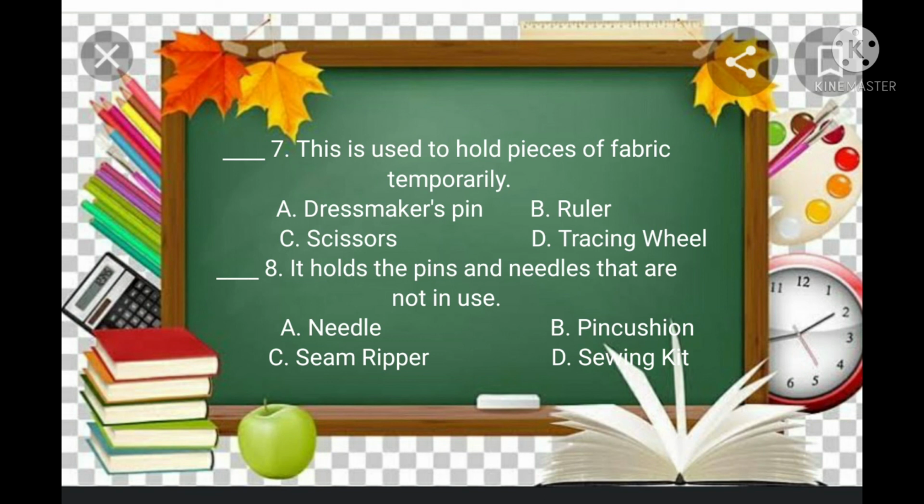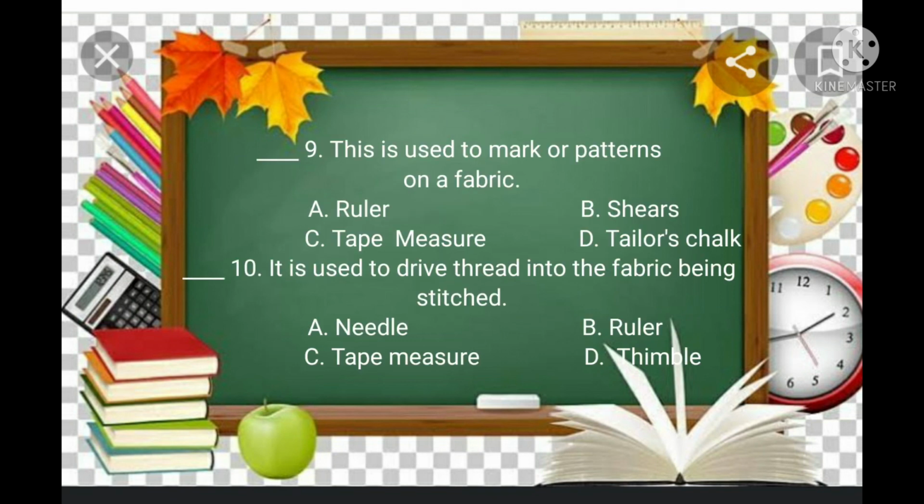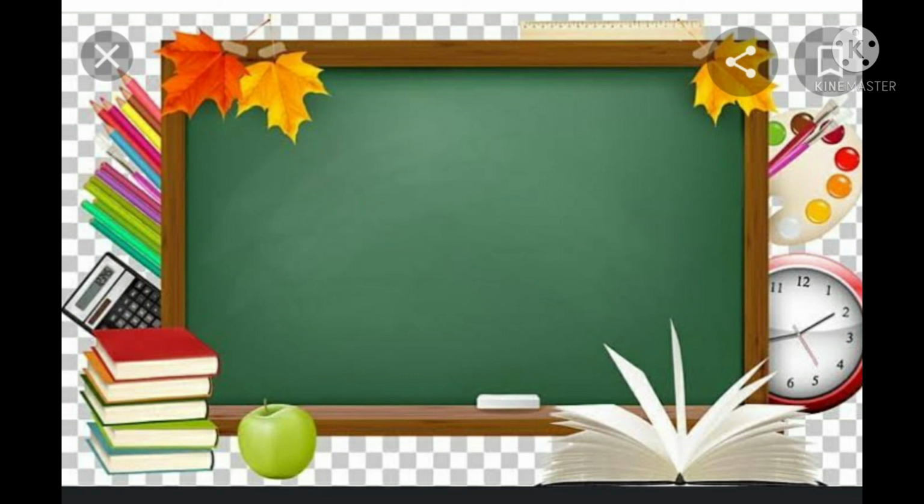Number 8. It holds the pins and the needles that are not in use. A. Needle. B. Pin cushion. C. Seam ripper. And D. Sewing kit. Number 9. This is used to mark lines or patterns on fabric. A. Ruler. B. Shears. C. Tape measure. D. Tailor's chalk. Number 10, it is used to drive thread into the fabric being stitched. A. Needle. B. Ruler. C. Tape measure. D. Thimble. Now class, after answering your post-test, I want you to answer some of the activities in your module.